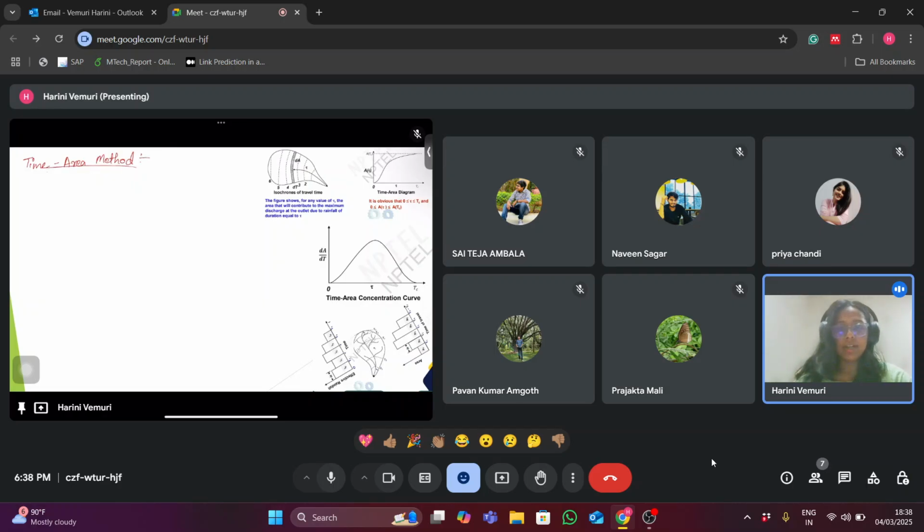So in this, what we are trying to do is estimate the importance of the effect of time distribution of rainfall on runoff. The central idea is that the time area method is dependent on time, the isochrones, which are the points joining the points having equal time of concentration. These points are joined together to get an isochrone.